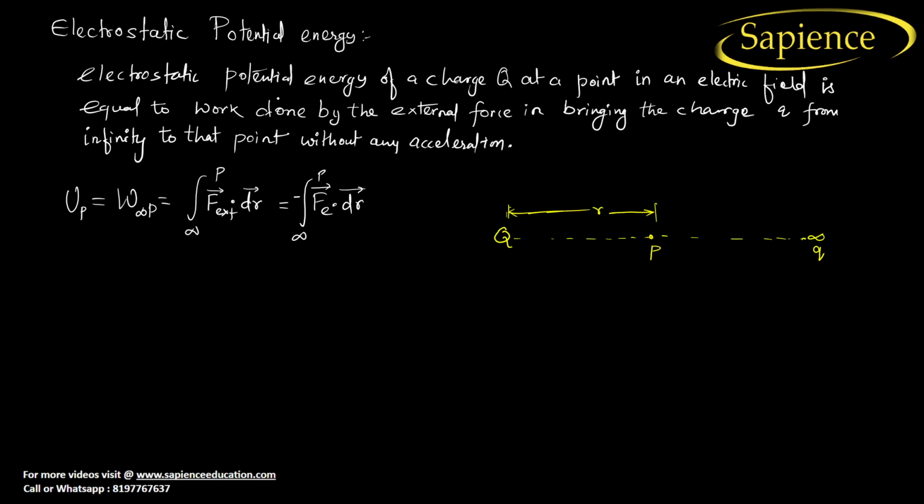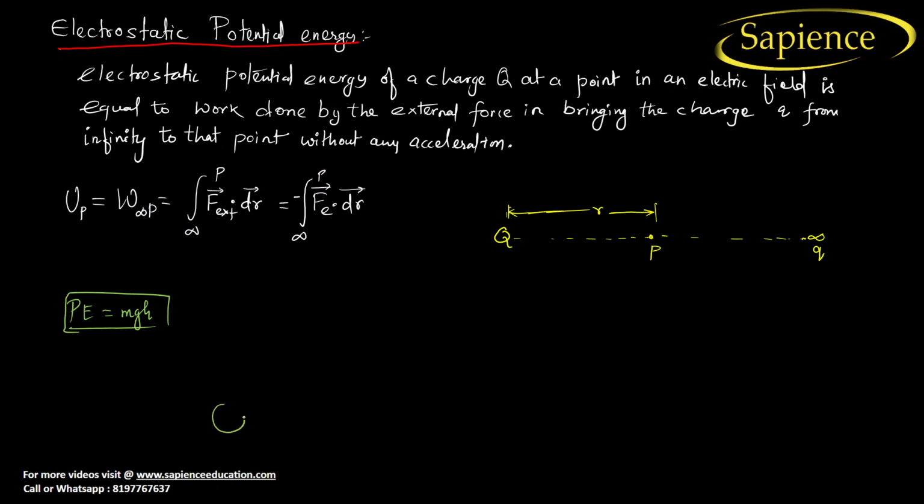Before that, we need to understand what is electrostatic potential energy. We know that potential energy, which you have already learned, is equal to mgh. Why has this mgh been defined as potential energy?